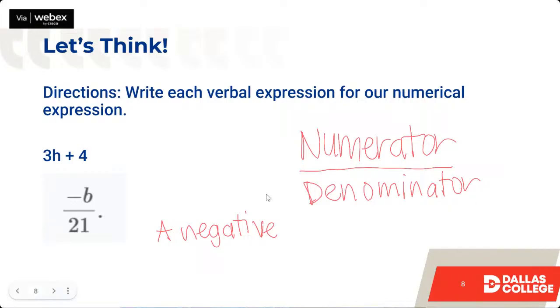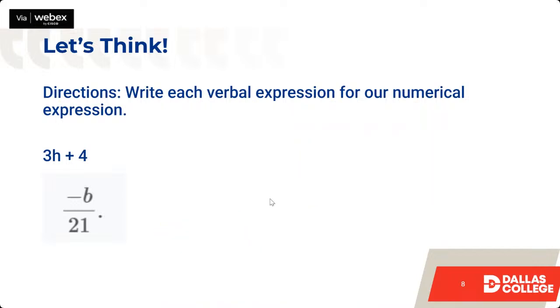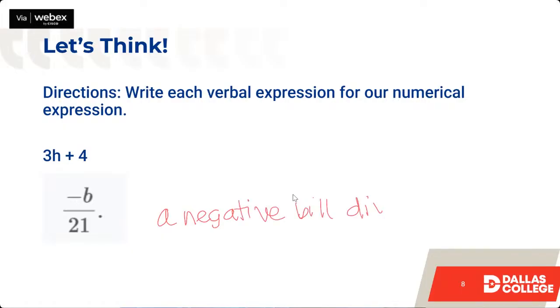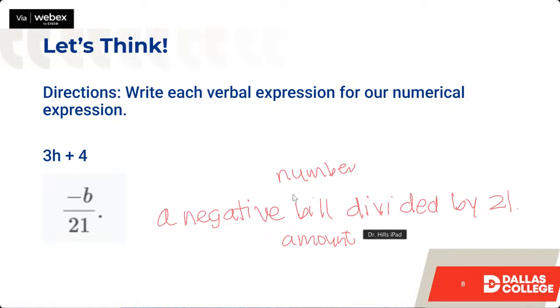Let's try that again. Hold on, y'all. Sorry about that. Here we go. So a negative number or a negative bill divided by 21. Does that make sense? You can say a negative number, a negative amount divided by 21. So let's do one more to make sure we're good.